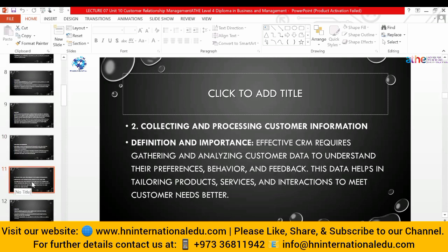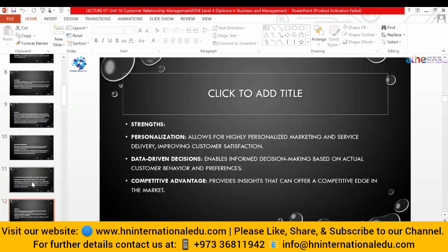Okay. Collecting and processing the customer information. Effective CRM requires gathering and analyzing customer data to understand their preferences, behavior, and feedback. This data helps in tailoring the products, services, and interactions to meet consumer needs better. That is, whatever their needs are, we are going to work accordingly. That is what their preferences are, likes, dislikes, and what is the purchasing behavior and habit. Each and everything is going to be included in it.